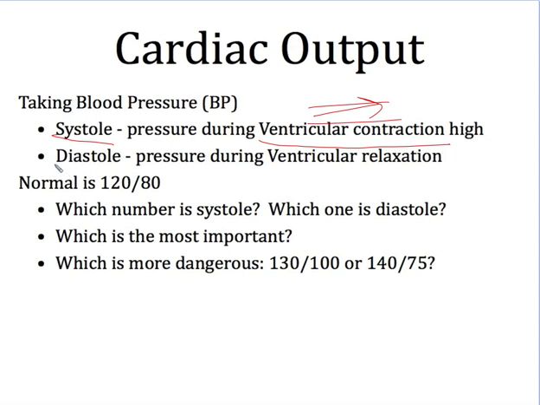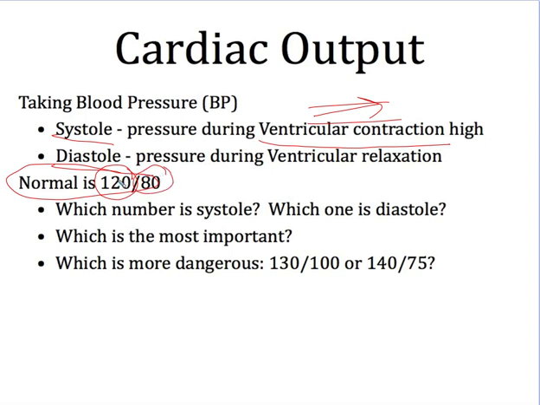Diastole is the small number. This is your pressure during ventricular relaxation. And so in this case, we have normal is 120 over 80. So because we're looking at ventricular contraction being high, 120 is going to be your systolic number. 80 is going to be your diastolic number.